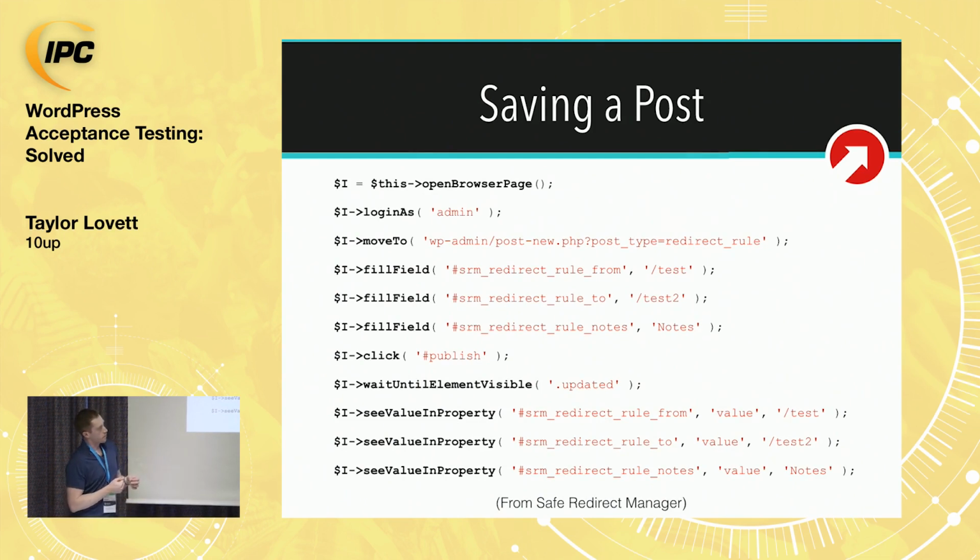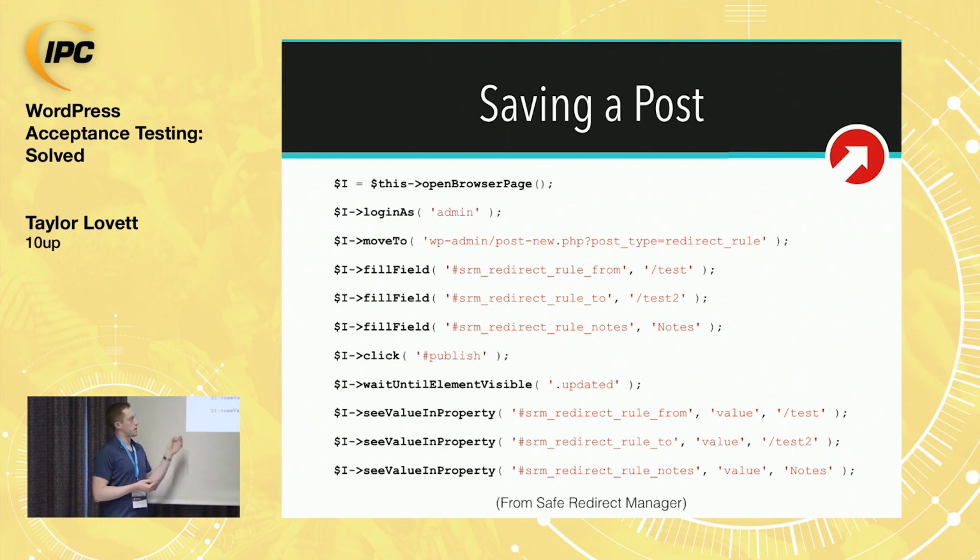We are calling fill field, and we're filling a couple inputs with /test/test2. There's a notes field in this custom post type, so we're filling that with the notes text. Then we are clicking the publish button at the end. After we click the publish button, we need to wait until the browser reloads, and we're waiting for this updated CSS selector.